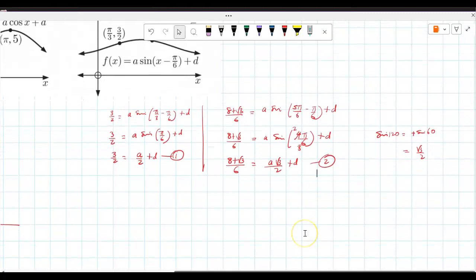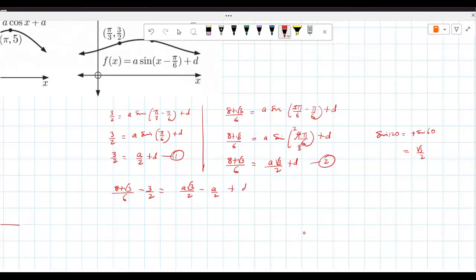Now you solve this simultaneously. So you can subtract. So 8 plus root 3 by 6 minus 3 by 2 is equal to A root 3 by 2 minus A upon 2, and plus D minus D. I'm doing 2 minus 1, equation 2 minus equation 1. Oh, I think equation 1 minus equation 2. That doesn't matter, it will just be a negative thing. So D and D cancel out.